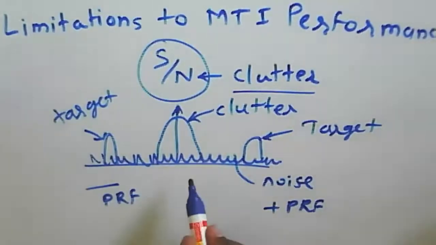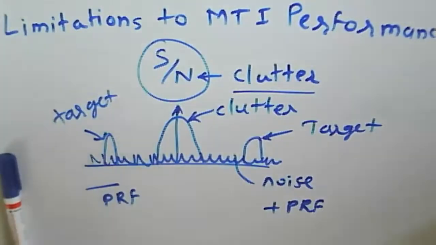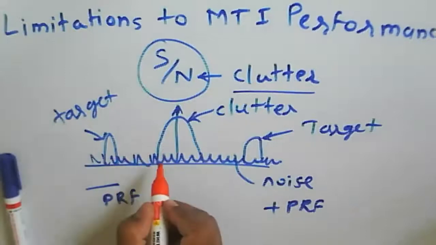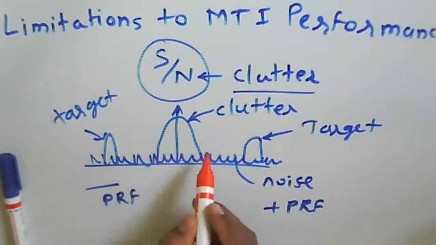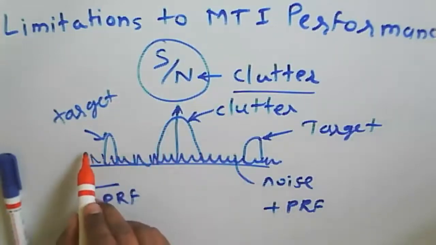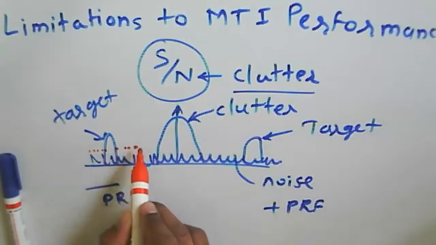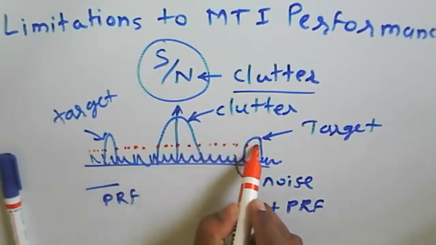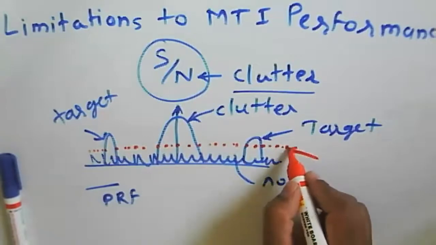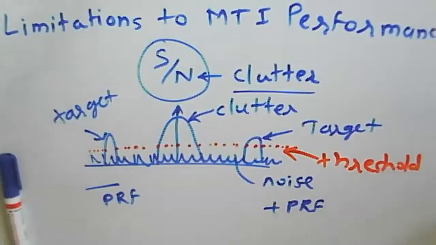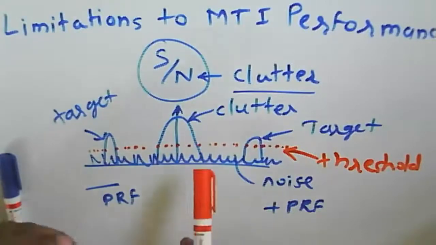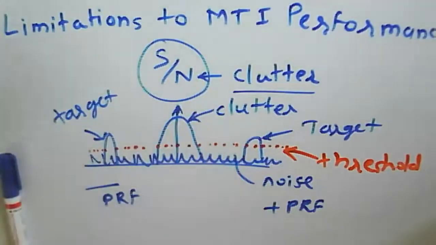Now our aim is to remove the clutter as well as the noise. To remove the clutter, we need to use a filter called a delay line canceller. To remove the noise, we are supposed to consider a particular threshold level, so that we can easily identify or understand what the target is there. Now this factor will be removed, so we'll get the target.